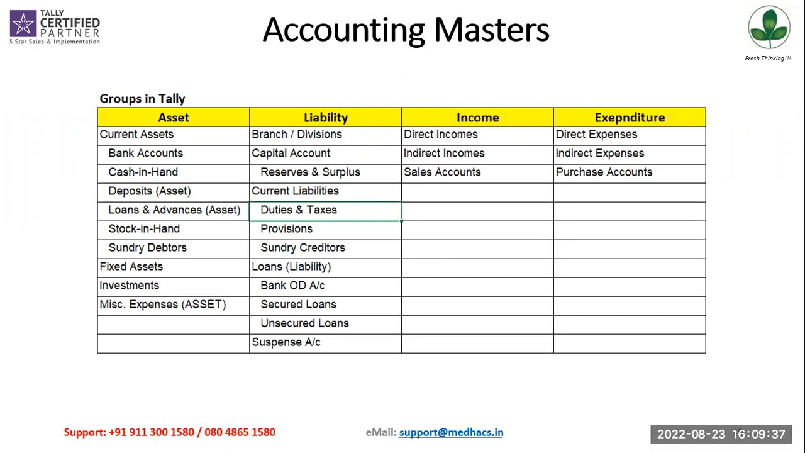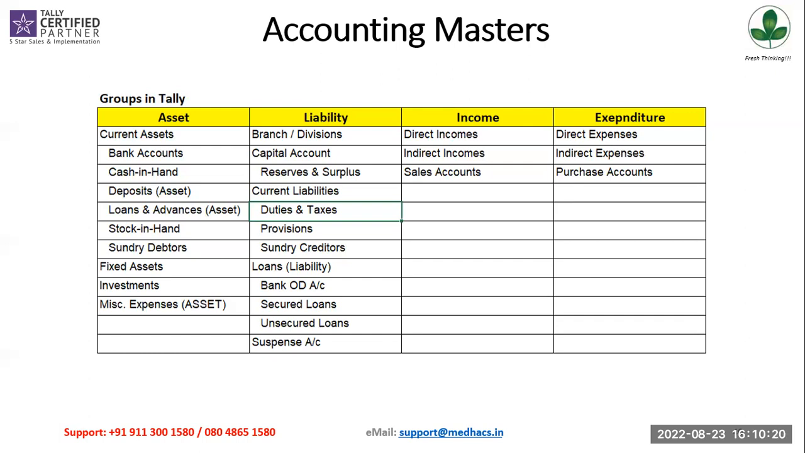So if you look at the standard groups and subgroups that are created in Tally once you log in, as I told you, there are four classifications: assets, liability, income, and expenditure. Under assets, there is current assets, and under current assets you have bank accounts, cash account, deposits, loans and advances, stock in hand, debtors. Similarly, you have fixed assets, investment, and miscellaneous expenses under assets.